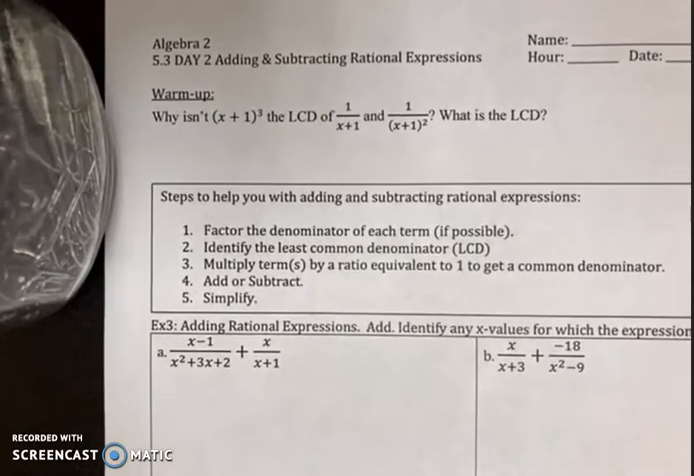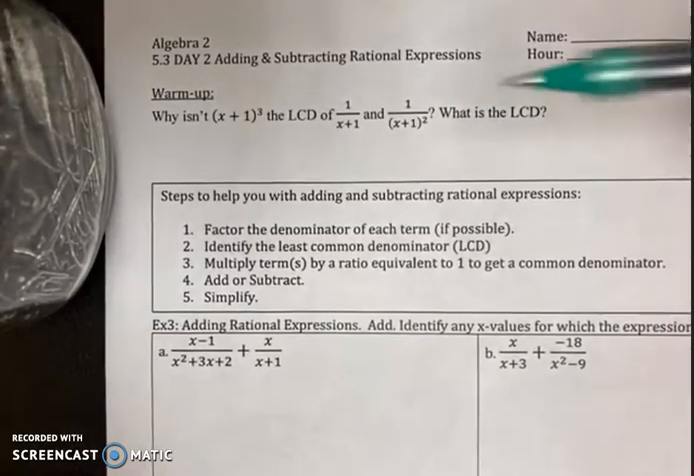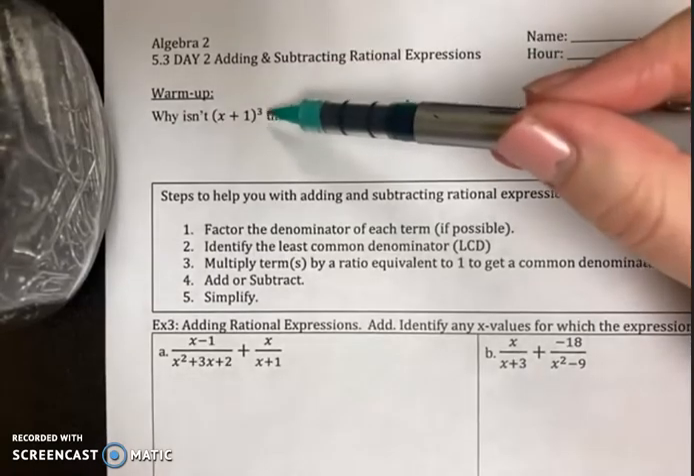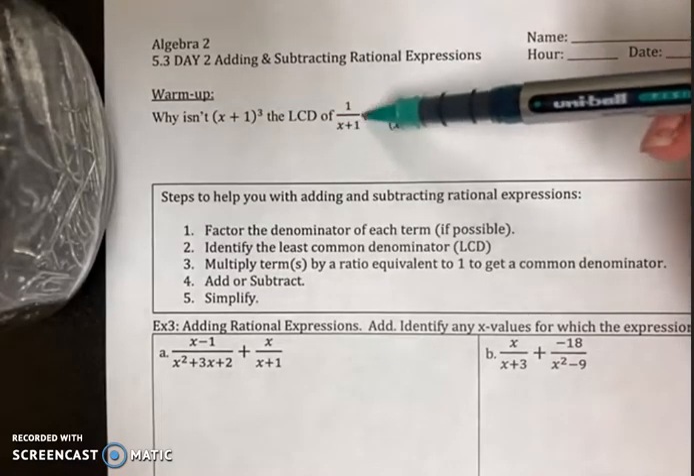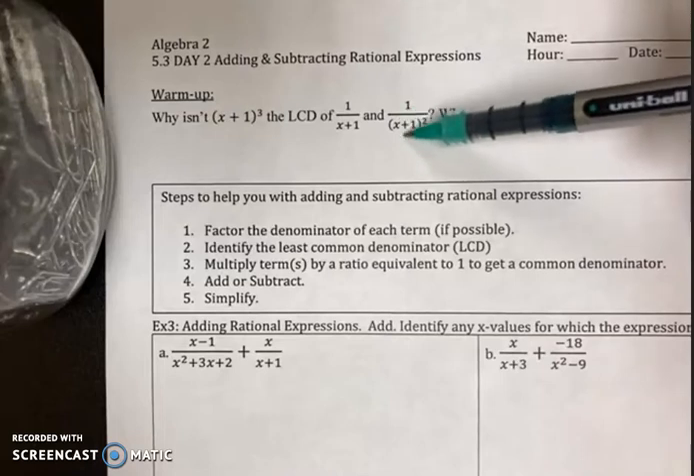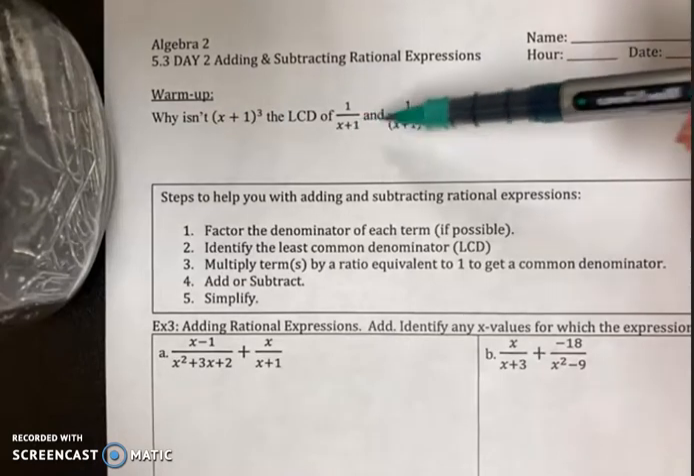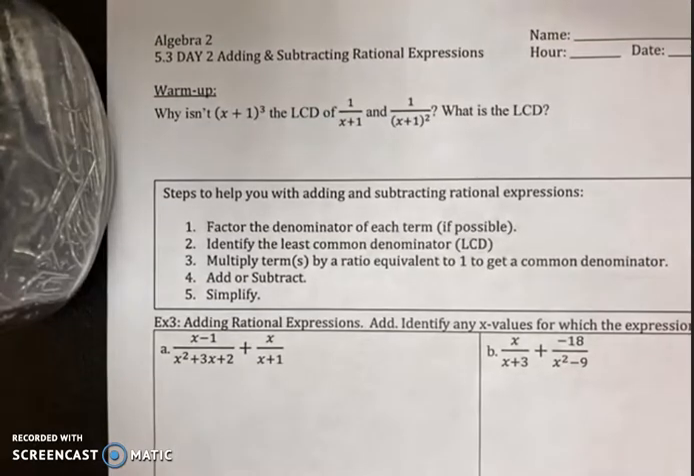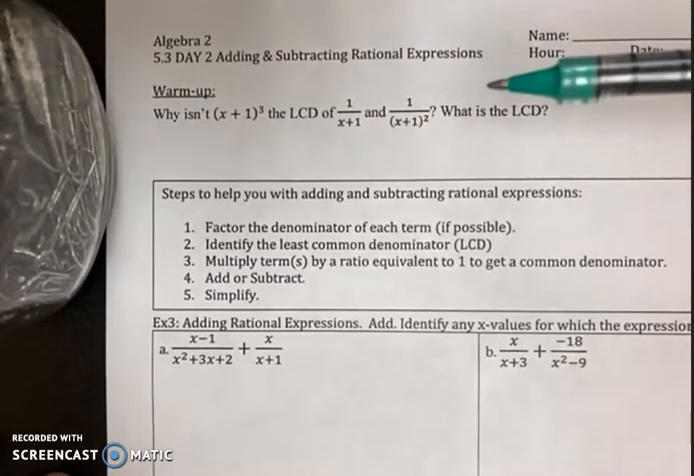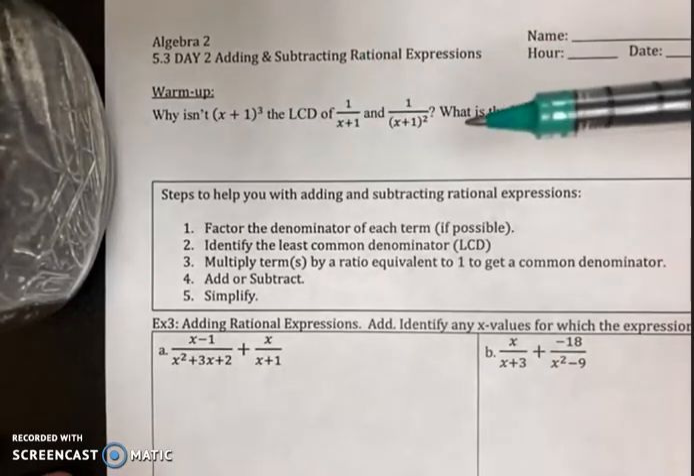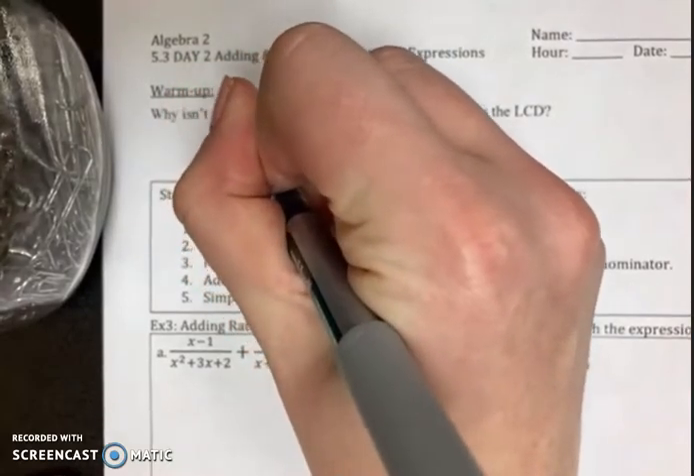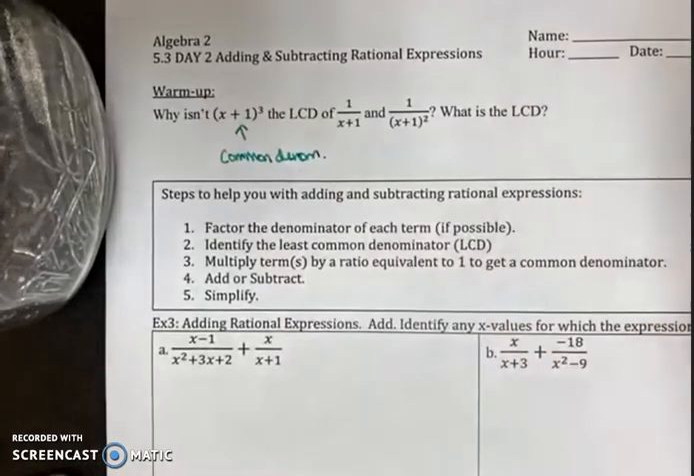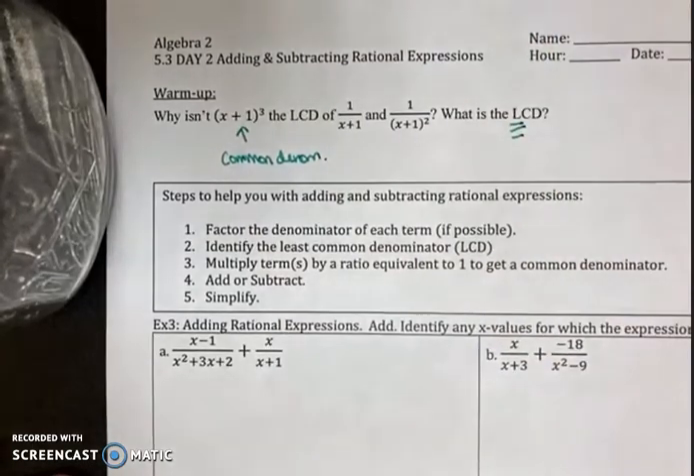I put this here because there was a question in the past that I did with my students, and a lot of people did put the incorrect least common denominator of x plus 1 cubed. What they did was they multiplied x plus 1 by x plus 1 squared. And if they multiply those together, it does in fact become x plus 1 cubed. However, even though x plus 1 cubed would be a common denominator, it's not the least common denominator, and that's what we want.